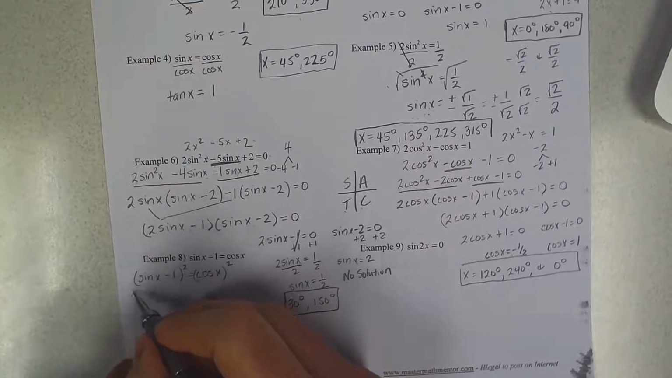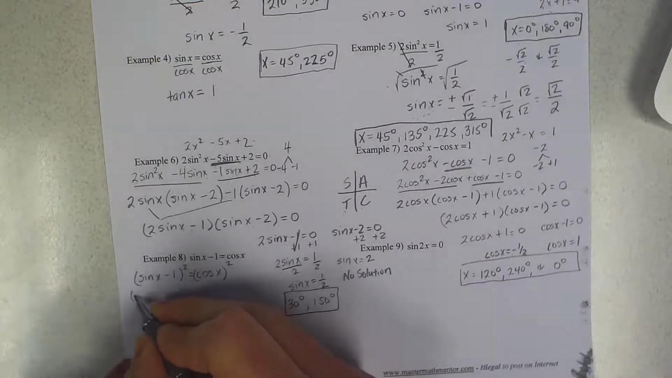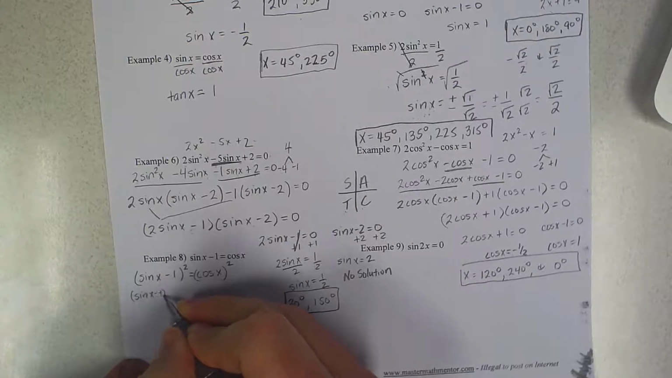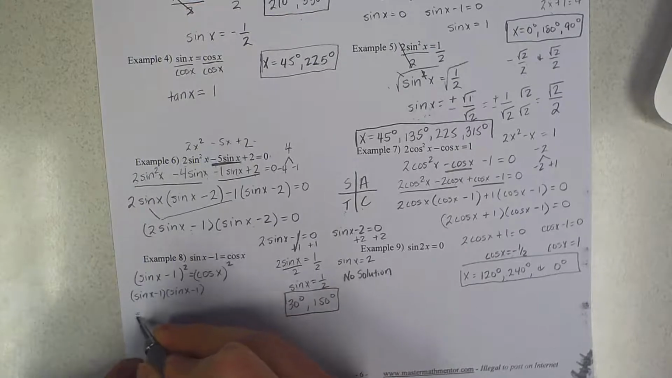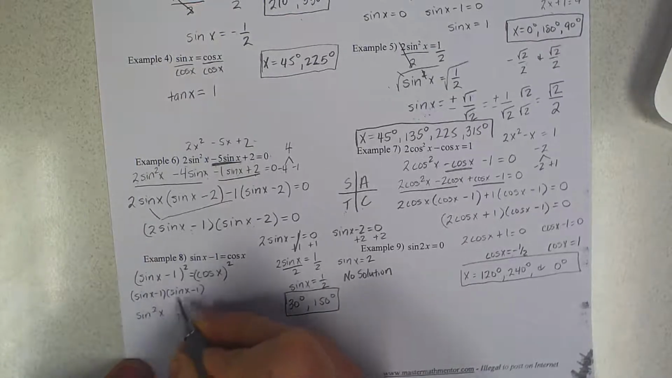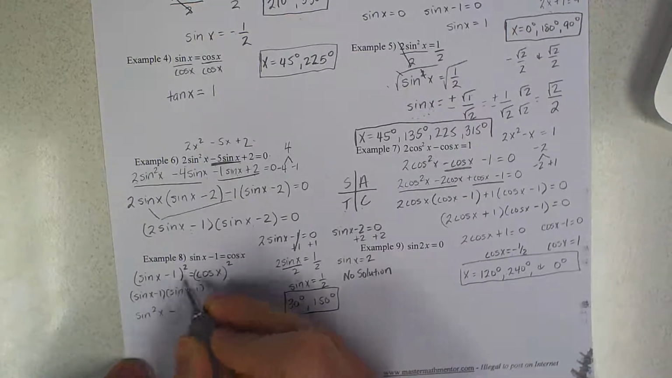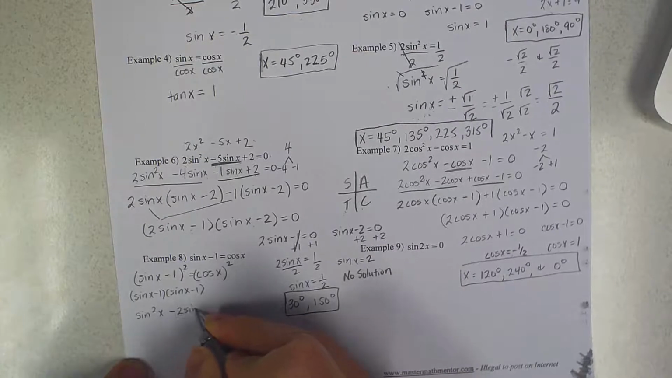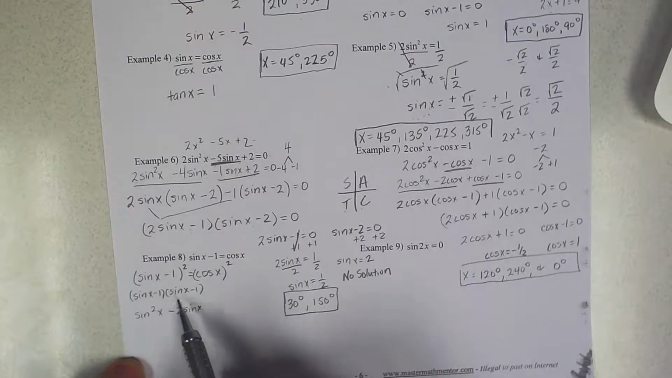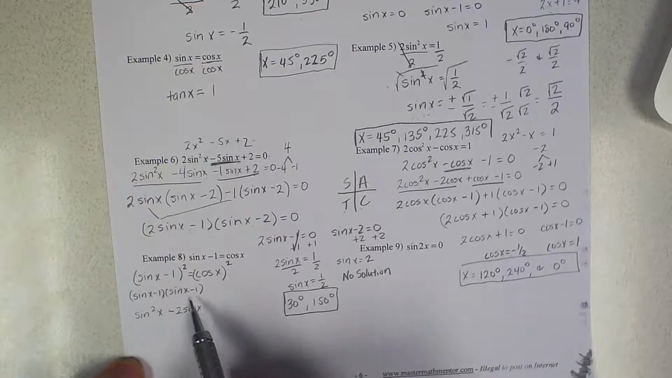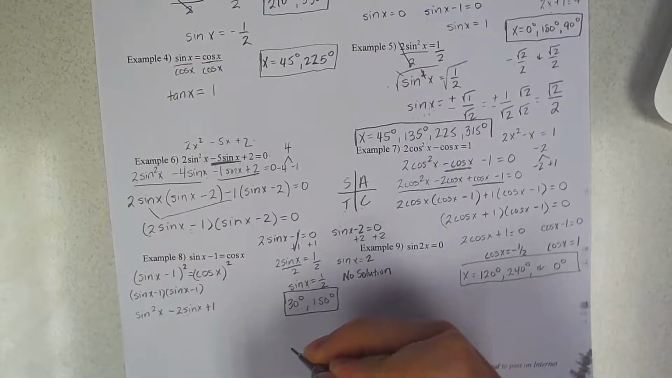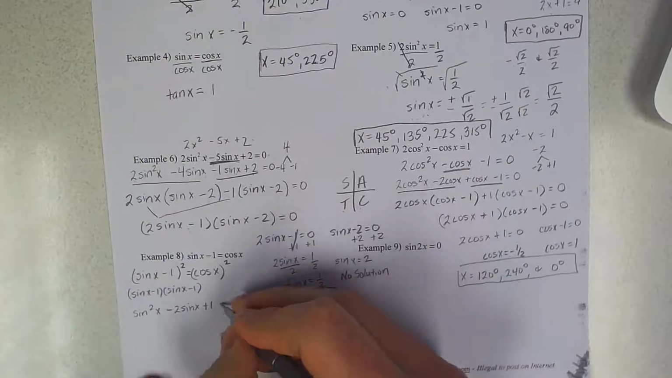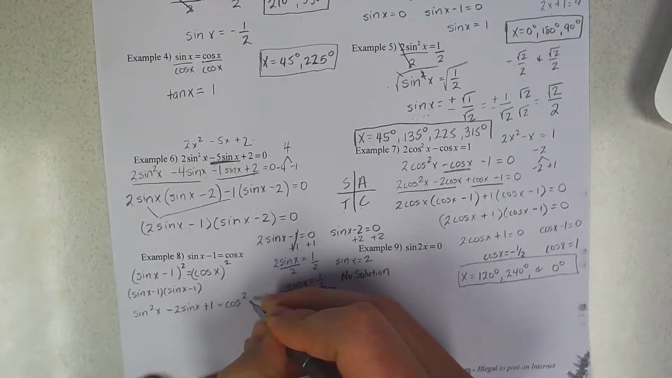So this right here, if you were to FOIL this, that's sine x minus 1 times sine x minus 1. If you FOIL that, you're going to get sine squared x first, and then the outside and the inside would be minus 2 sine x. Again, I'm doing 2 steps in one there. And then negative 1 times negative 1 is positive 1. So that's that, and that's going to be equal to cosine squared x.